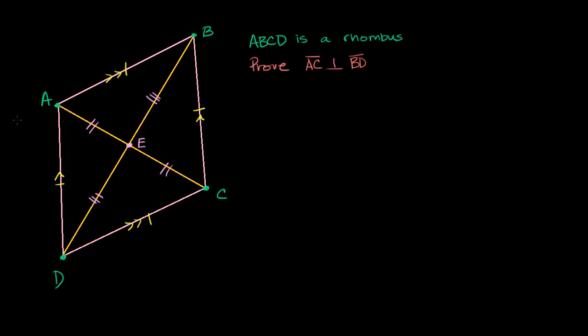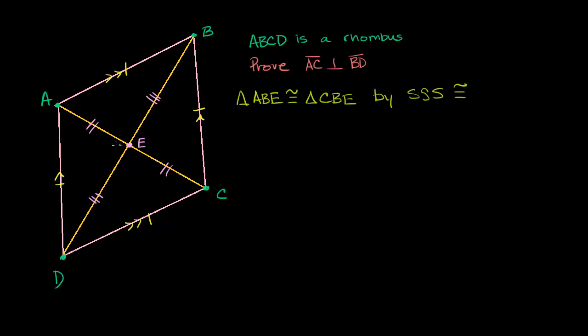So the first thing we see is we have a side, a side, and a side. A side, a side, and a side. So we can see that triangle ABE is congruent to triangle CBE. And we know that by side-side-side congruency. We have a side, a side, a side, a side, a side, and a side. And then once we know that, all the corresponding angles are congruent.